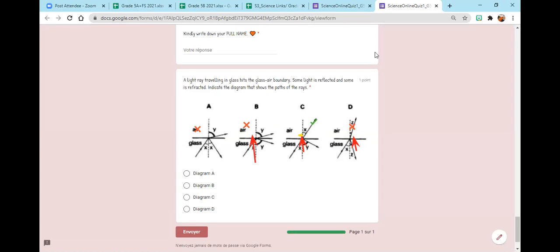Last question. A light ray traveling in glass hits the glass-air boundary. Some light is reflected and some is refracted. Okay? So the light is going from the glass to the air.